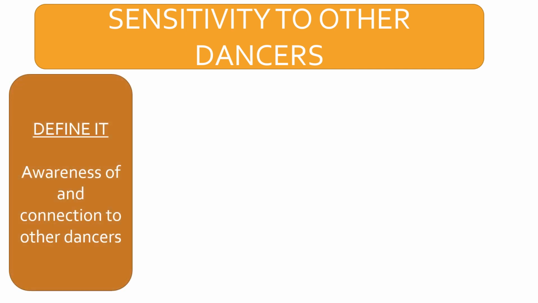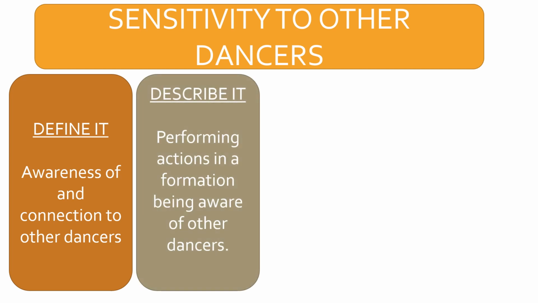Next, sensitivity to other dancers. Okay, so these two, spatial awareness and sensitivity to other dancers, are quite similar, almost come as a pair. So we just want to be really clear in our brains about the difference between these two. So how do we define sensitivity to other dancers? It is about the awareness of and connection to other dancers. Okay, so we think about the people around us. We have an awareness to who we are dancing with and in connection with them. So you're being sensitive to other dancers.